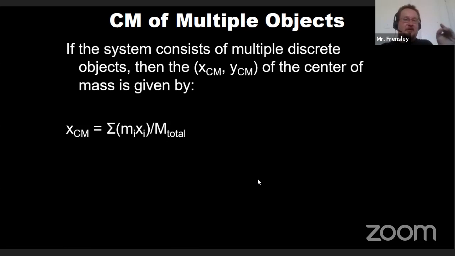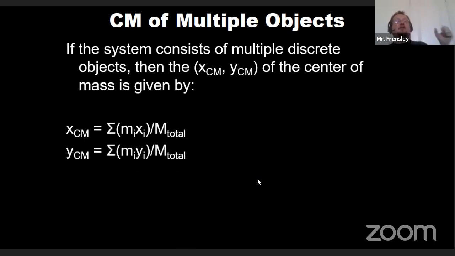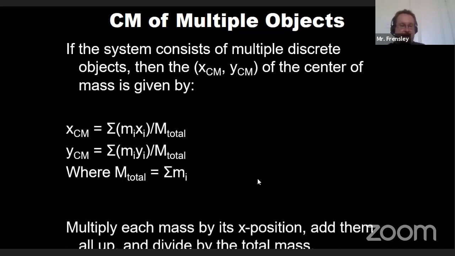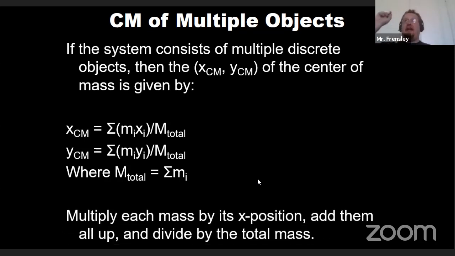If you want to find the exact position of the center of mass of 3 or more distinct objects, we call that discrete objects, then all you do is the following quotient. In the numerator, you add up every mass times its location, and then you divide that whole sum by the total mass. So if you do that for the x, sum of all m's times x's, divided by the total mass, you get the x of the center of mass. Sum of all the m's times their y's, divided by the total mass, you get the y of the center of mass. And the m total is just the sum of each individual mass. So you take each individual mass times its position, get that sum, then divide by the total mass, and you know where the center of mass is.